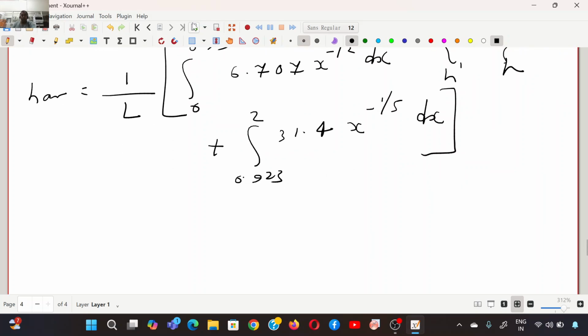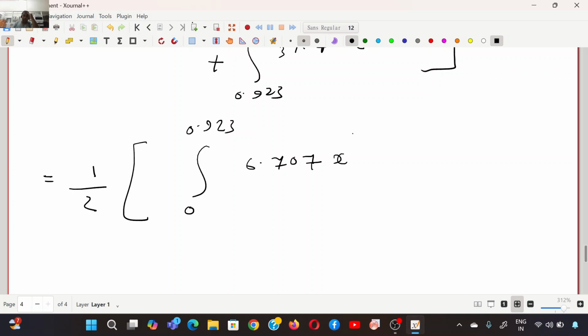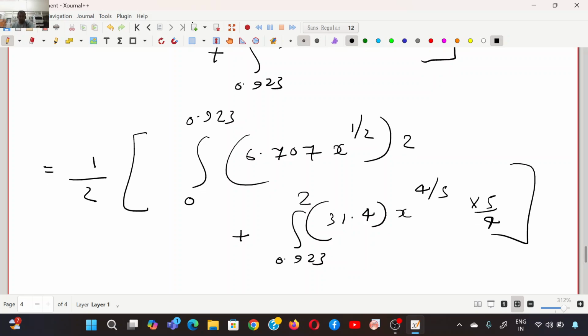So what will you get? Simple integration. L is what? 2. You just get from 0 to 0.923, 6.707 x to the power 1 by 2, whole thing multiplied by 2, plus 0.923 to 2, 31.4 x to the power 4 by 5, divided by 4 by 5, or into 5 by 4. Fine.